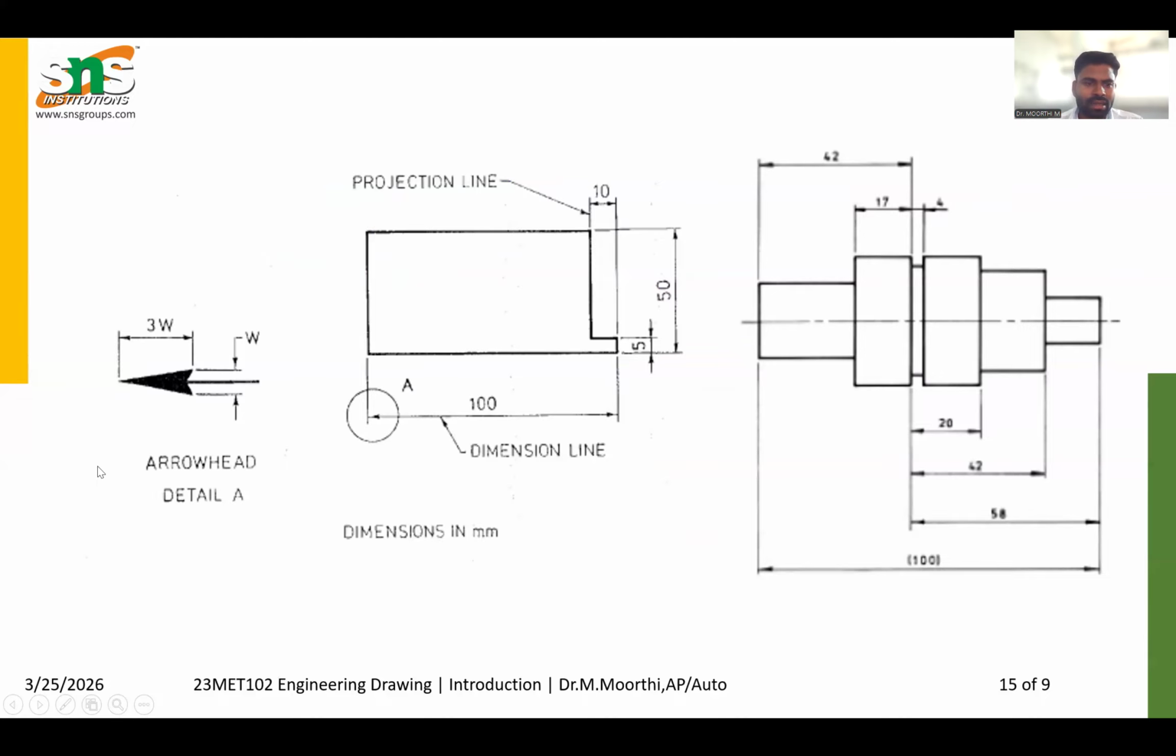As I said earlier, each parameter has its own standards. For the arrowhead, we have another standard dimension called 1:3, where 1 indicates the width of the arrowhead and 3 indicates the length of the arrowhead. This is another example of the way of representing the dimension. The first one has the projection line, the dimension line, and a continuous plane. On the right side, we have a step shaped diagram. We can represent dimensions from left to right, or mention the dimension in each section or portion.